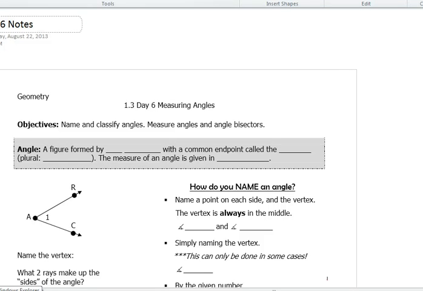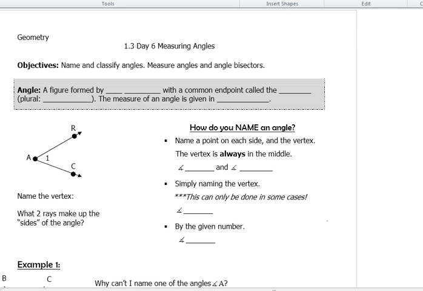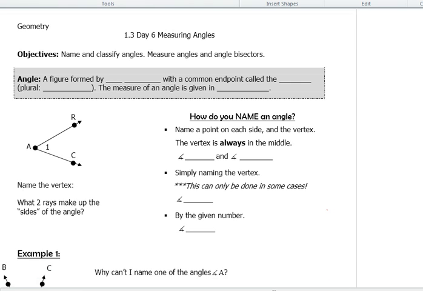1.3 Day 6 Measuring Angles. I want to be able to name and classify angles and then measure angles and angle bisectors. It's a decent amount of notes. We will work through some problems, but first we've got to get out of the way some of these definitions and this vocab.